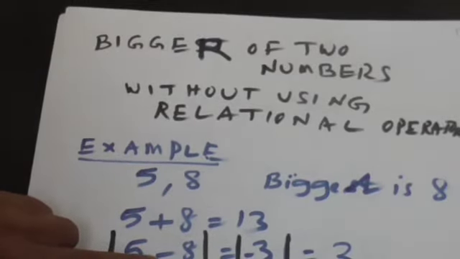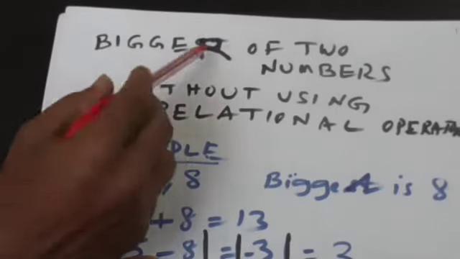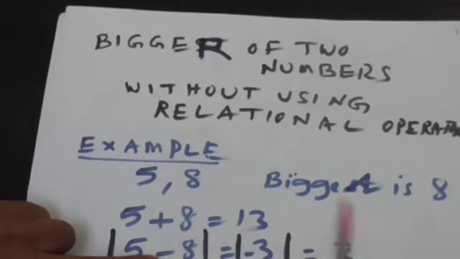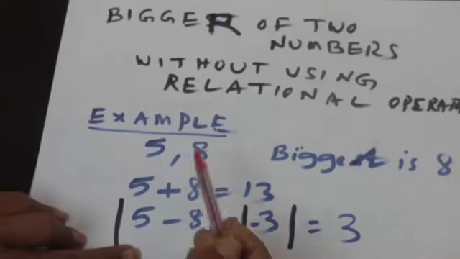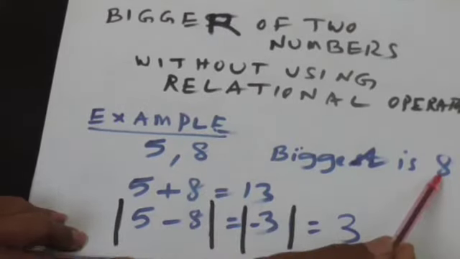One of the very interesting operations in the beginning stages of programming is finding the bigger of the two numbers, without using the relational operators. It's very interesting. For example, if you take two numbers 5 and 8, the bigger is 8.